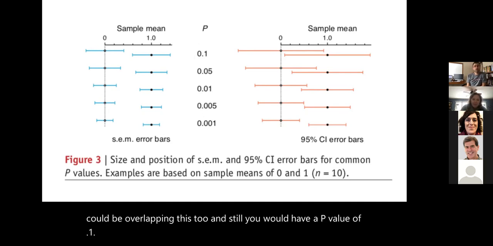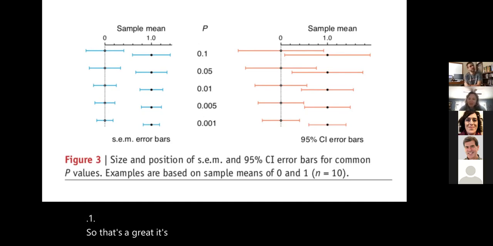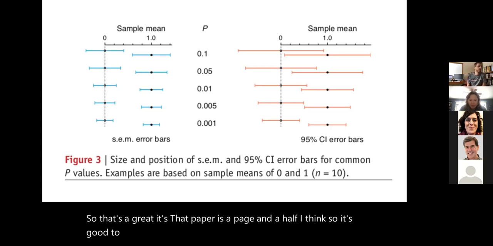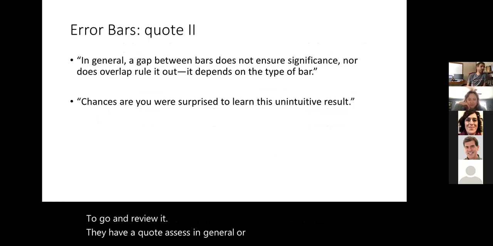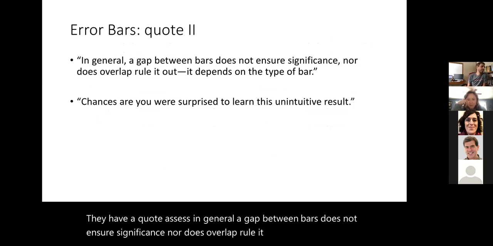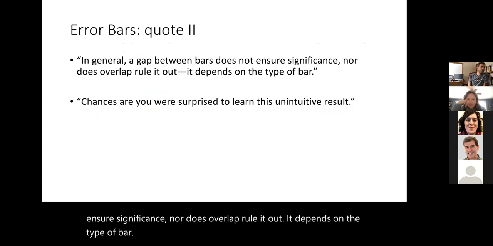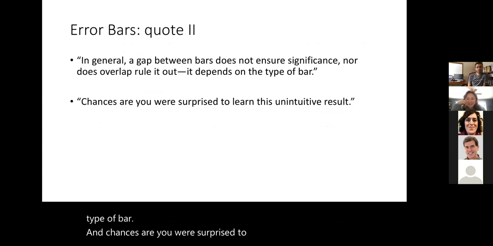So that paper is a page and a half, I think, so it's good to go and read it, even if you thought you knew this, and review it. They have a quote. It says, in general, a gap between bars does not ensure significance, nor does overlap rule it out. It depends on the type of bar.